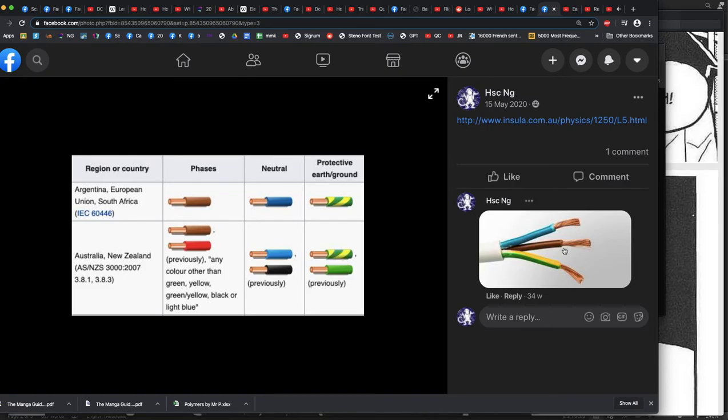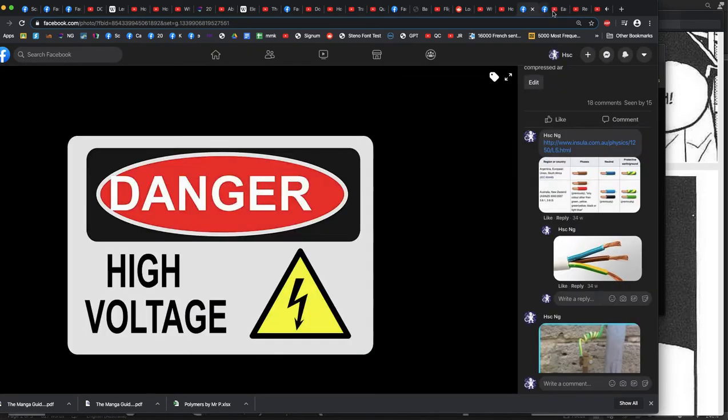So that's what we can see. That's our standard: brown is the live, blue is the return or the neutral, and red and green is the earth. Now, the blue is not necessarily less, I mean, theoretically it should be less dangerous, but I would not count on it being less dangerous. So I'm putting that out there.